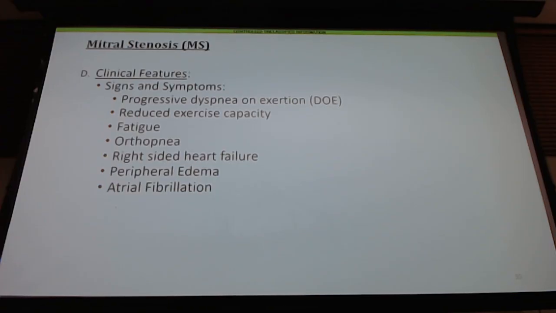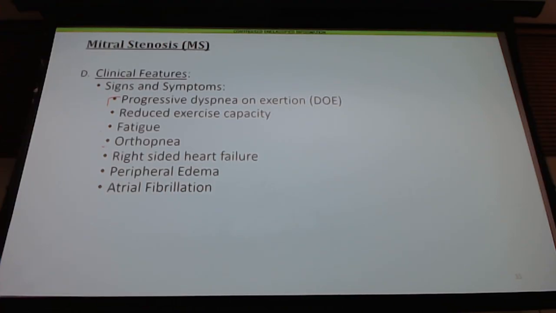So if you're having this pressure and this backup in the lungs, it should make sense that a lot of the symptoms that our patients with mitral stenosis may display are going to be pulmonary based, right? So progressive dyspnea on exertion, reduced exercise capacity because they're not getting that oxygen exchange right, they're not circulating that oxygenated blood properly, fatigue, orthopnea, so they can't lay flat kind of thing, right-sided heart failure.